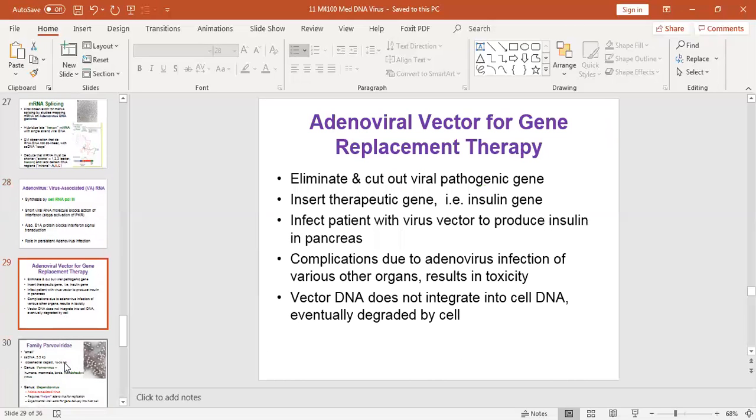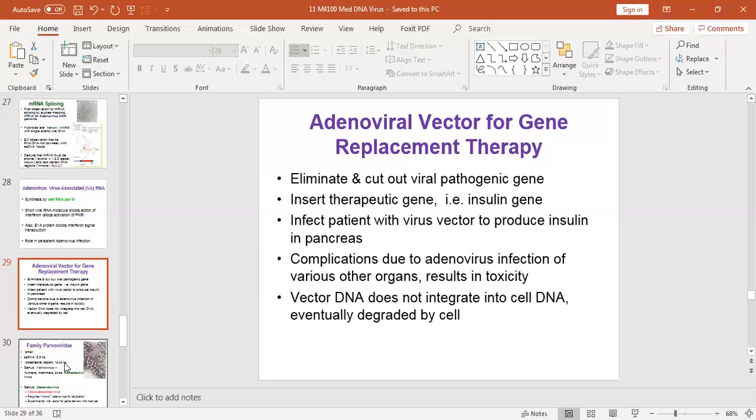Moving to slide number 29, adenovirus can be used as a vector for gene replacement therapy. Bottom line, we use adenovirus because it has genes in it. We replace some of these genes, put it into patients. See how it works. We eliminate and cut out that gene segment of the virus that confers pathogenicity to the virus. So the virus pathogenic gene is being eliminated. We cut it out. We map it. We know where it is, which sequences.